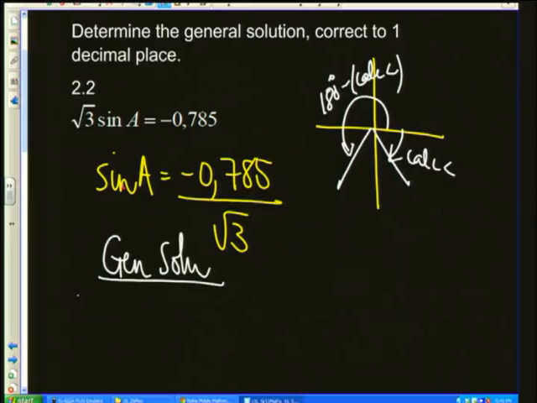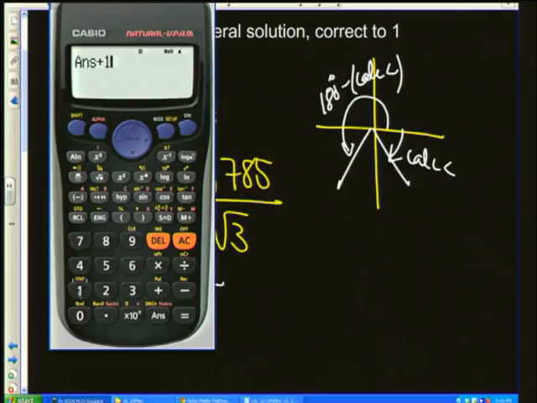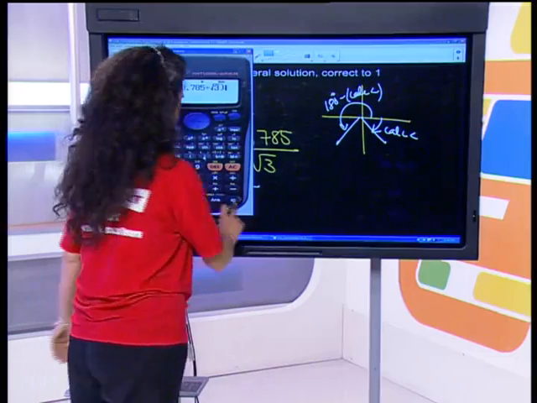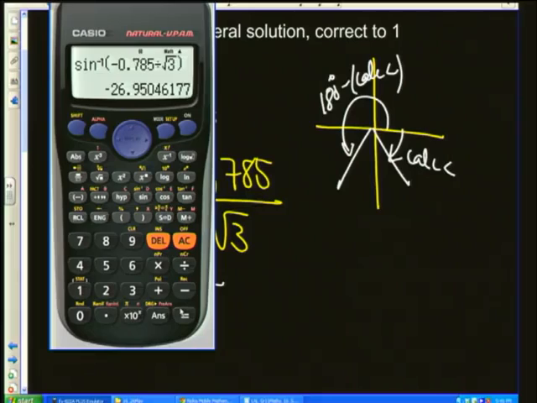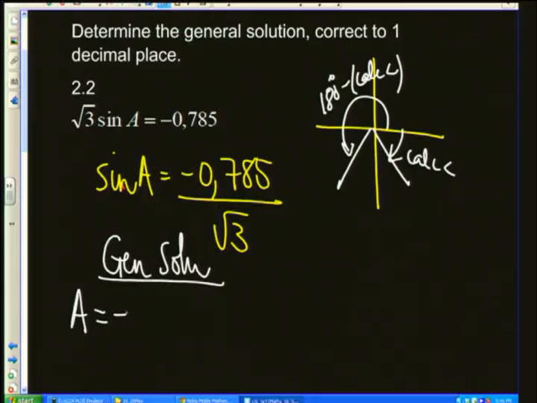will be calculator angle, A equals, let's go and find it, sine inverse of negative 0.785, and I'm dividing it by root 3. And what are we expecting to get? It's the same ratio as before, but it's negative. So we're not going to get 27 degrees. We're now going to get negative 27 degrees. So negative 26.95, which we've rounded off to negative 27. So it's negative 27, comma 0.